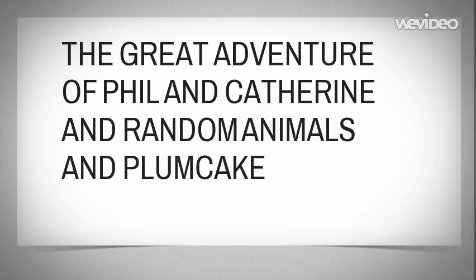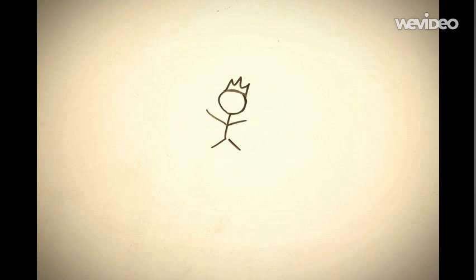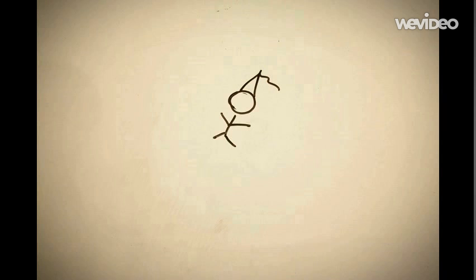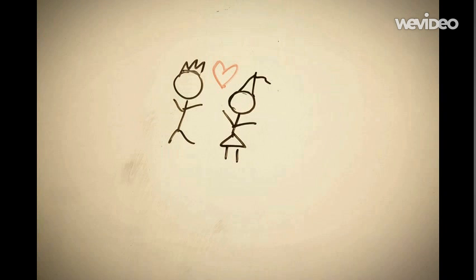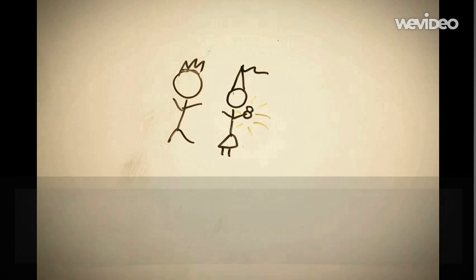The Great Adventure of Phil and Catherine, and random animals. This is Phil. This is Catherine. They met each other and they fell in love. After that, he proposed. Now they're getting married at a church.